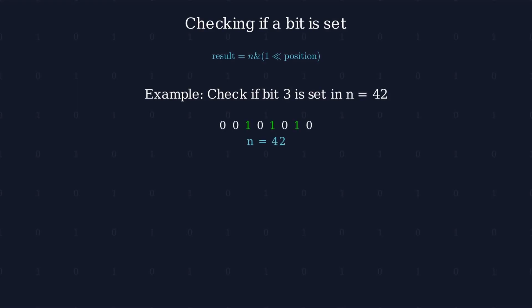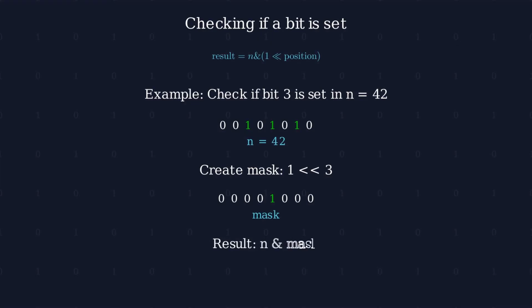First, we look at 42 in binary, which is 00101010. To check bit 3, we create a mask by left shifting 1 by 3 positions. This gives us 00001000 with only bit 3 set to 1. Now we perform the AND operation. If bit 3 is set in our number, the result will be non-zero.